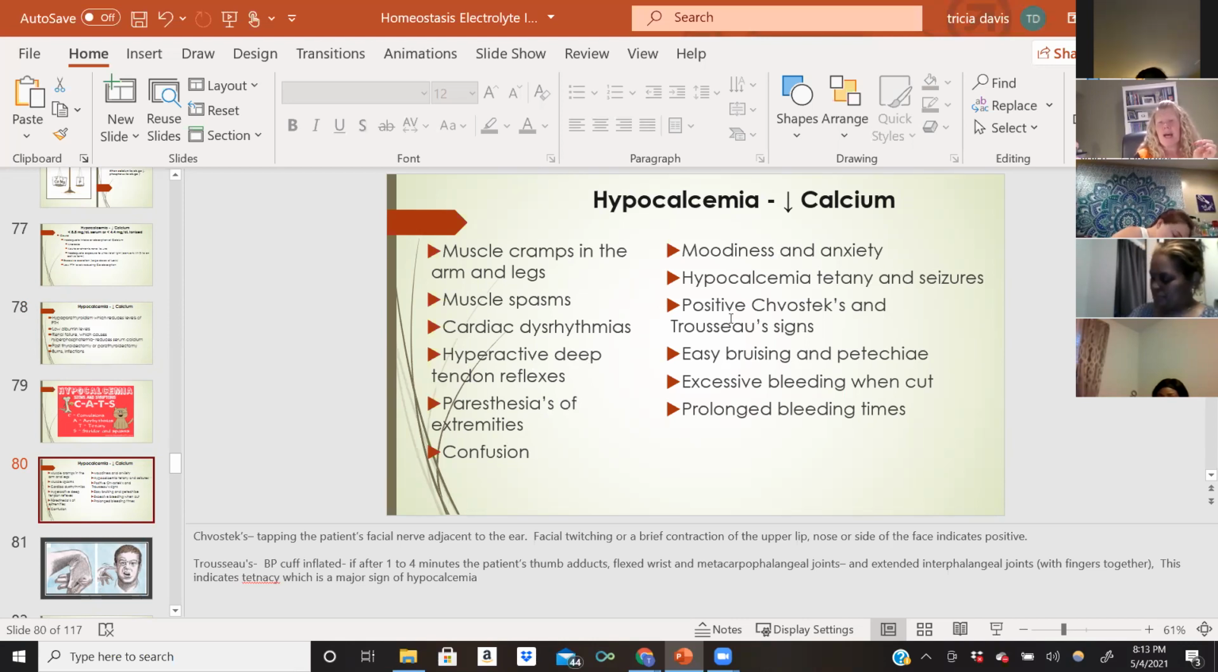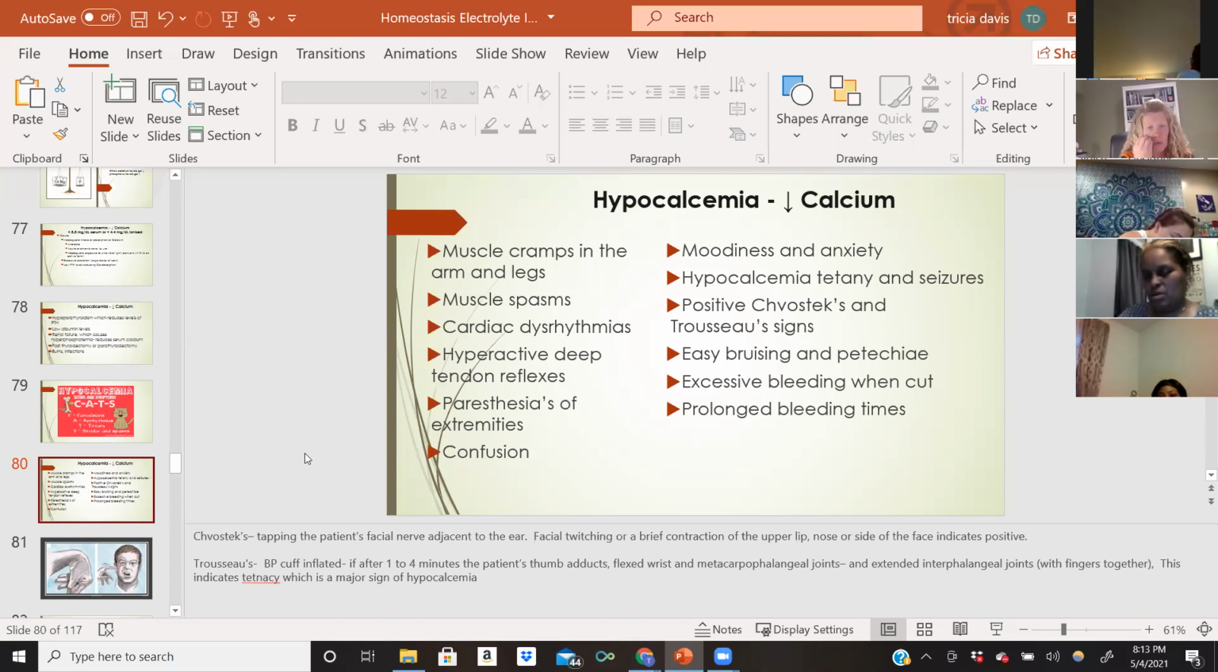You might have a positive, I don't even know how to say this, I know I always say it wrong, Chvostek's and a Trousseau's sign. So the Chvostek's is when you tap the patient's facial nerve just adjacent to their ear, and you're going to see facial twitching or a brief contraction of the patient's upper lip, their nose, or the side of their face. That's going to be a positive Chvostek's sign.